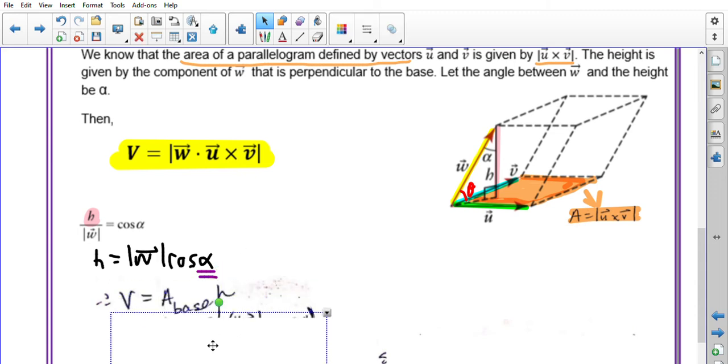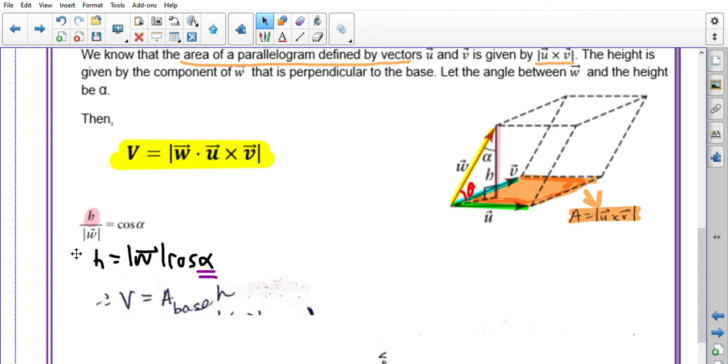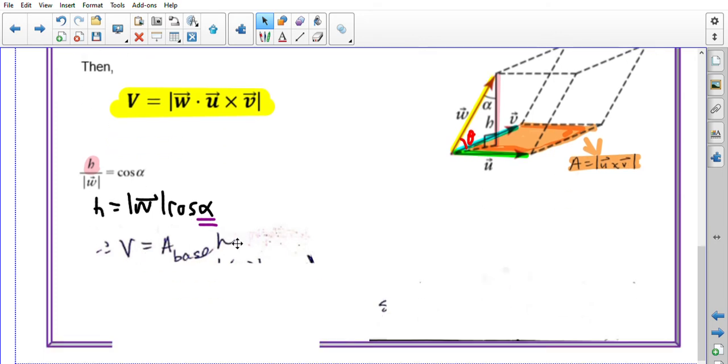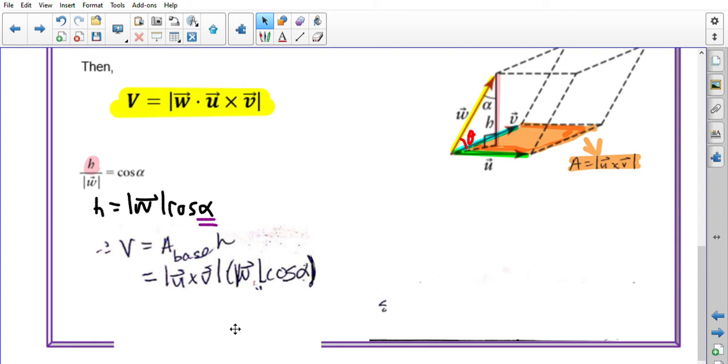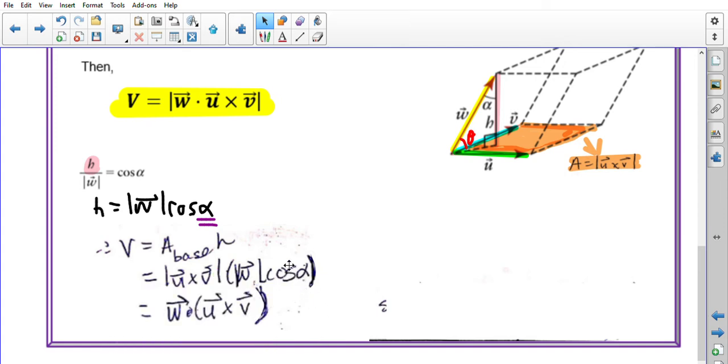All right, so how is this helpful? We were able to find an expression for height, and we were able to find an expression for the area of the base. So volume is area of base times height. We know the area of the base is the magnitude of the cross product of u and v, and the height is the magnitude of vector w times cos alpha. And what do you know? This is the same thing as the triple scalar product. So this answer is equivalent to taking u cross v and dotting it with w.